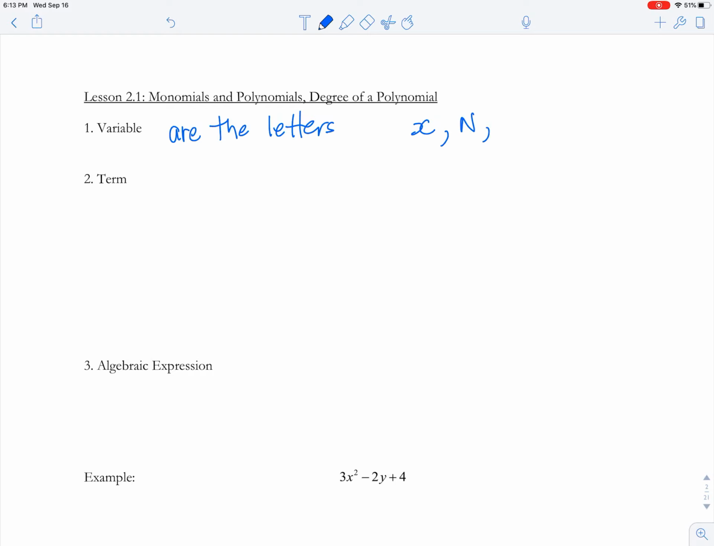Also, I use N a lot, K. I'm going to try and use letters that don't look so much like numbers, but there's going to be a few times where we do that as well, and I'll point those out.